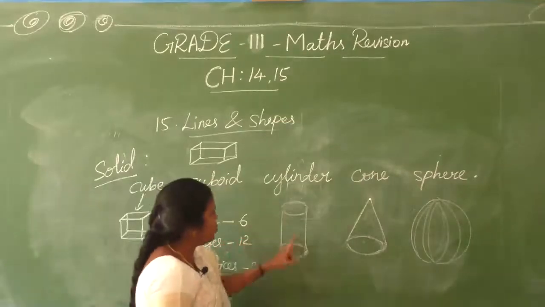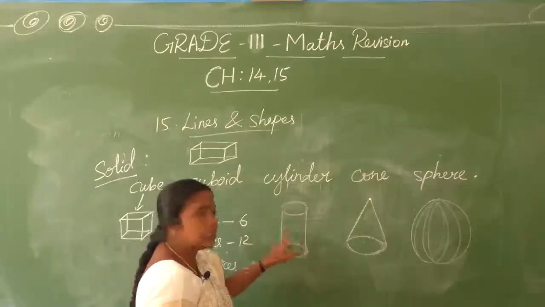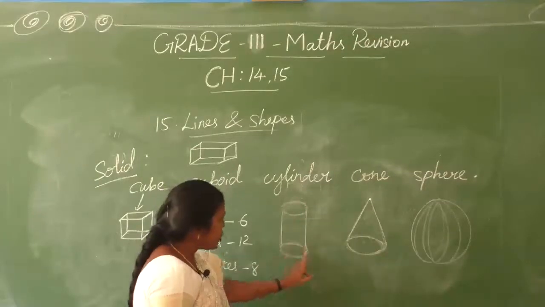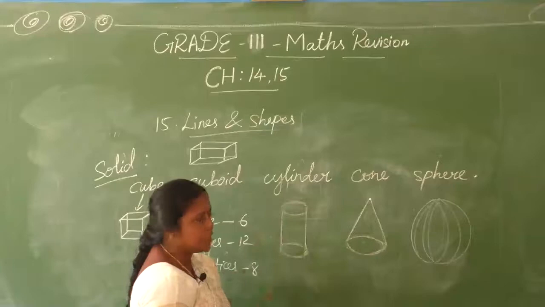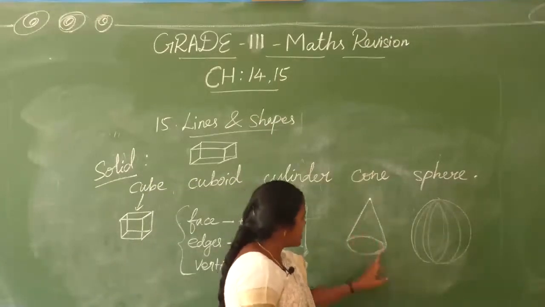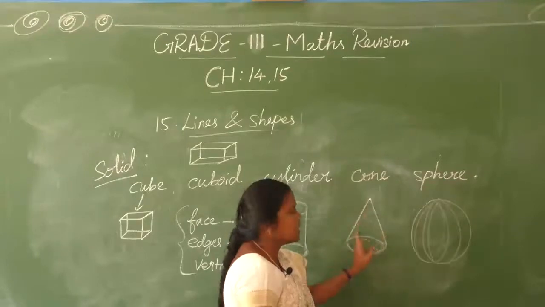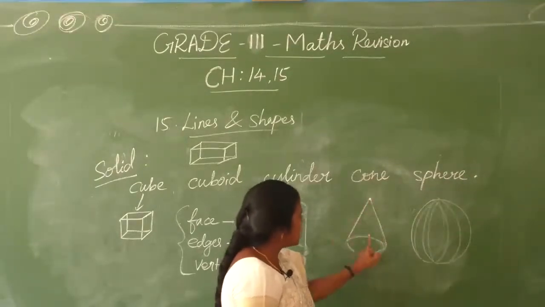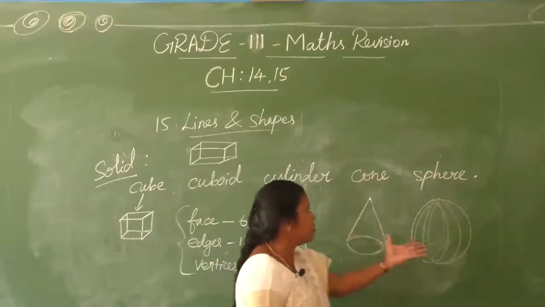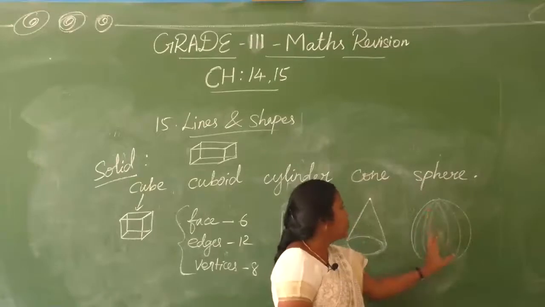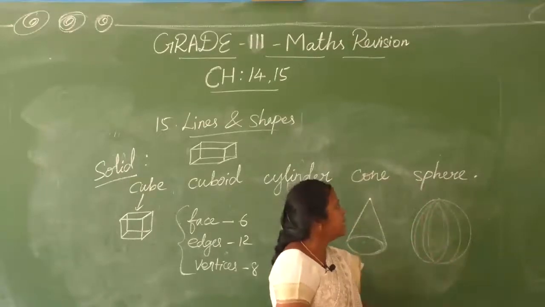Cylinder, it has 2 flat surfaces and 1 curved surface. 2 curved edges only, no vertex. Cone also has two faces, one is a flat surface, another is a curved surface. One vertex it contains, one curved edge it contains. Sphere means it has one curved surface only, no edge and vertex.